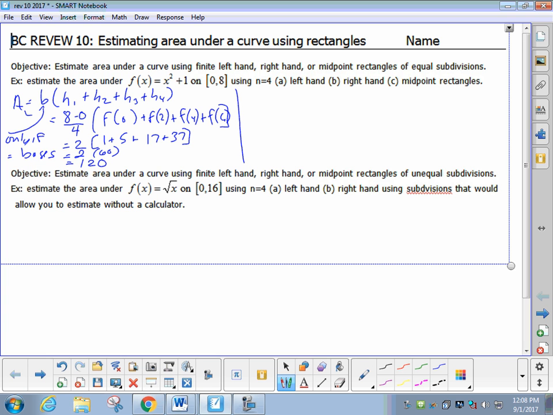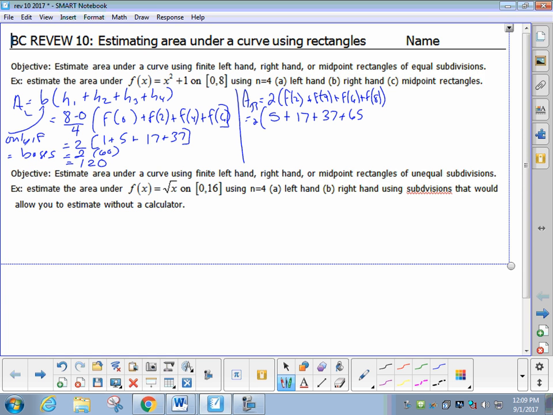The right hand is next. It's still going to be the same first step, so let's go to the second step of 2 times, and start where we're going to be different, which is the heights. f at 2, 4, 6, and 8. Now we're using the right hand of every region. What is f at 2? 5, plus 17, plus 37, plus something new, 65.